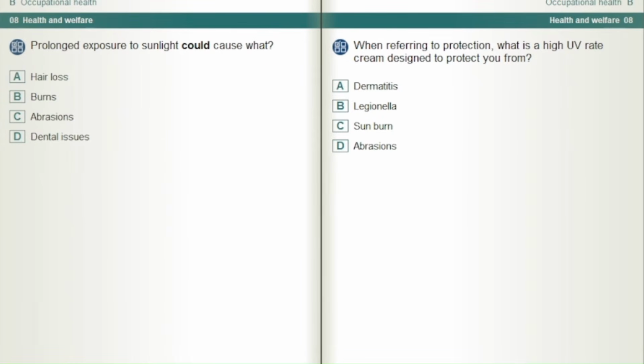Prolonged exposure to sunlight could cause what? Hair loss, burns, abrasion, dental issues. When referring to protection, what is a high UV rate cream designed to protect you from? Dermatitis, Legionella, sunburn, abrasions.